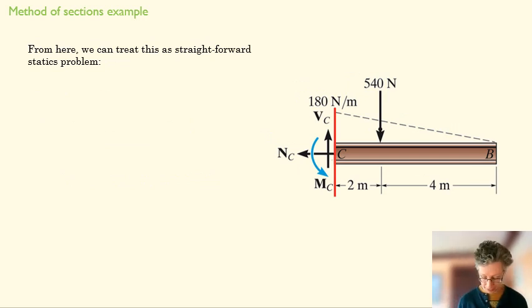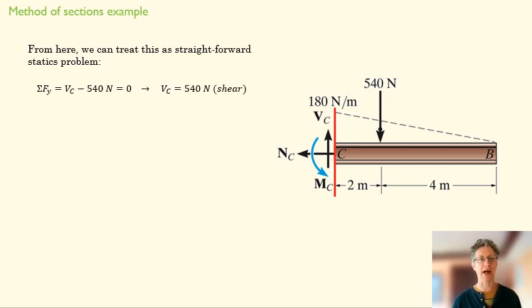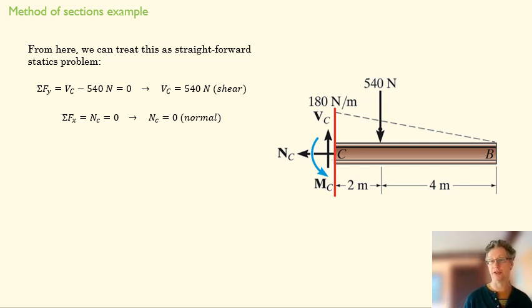Now again, we can go ahead and solve this as if this sectioned part were just an object in and of itself, being supported by that other half of the beam. So we treat it as a statics problem. We solve for the forces in the y direction, and we find that our V, our shear force, has to be equal to the only applied force, so it's equal to 540. In the x direction, we don't have any forces acting, so that one's easy. We don't have a normal resultant force there.